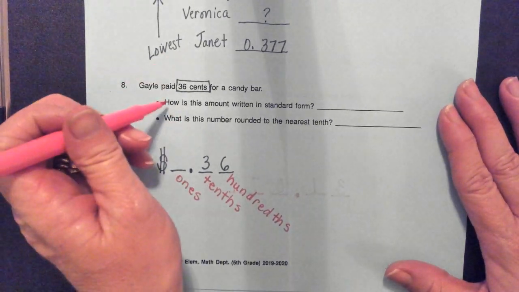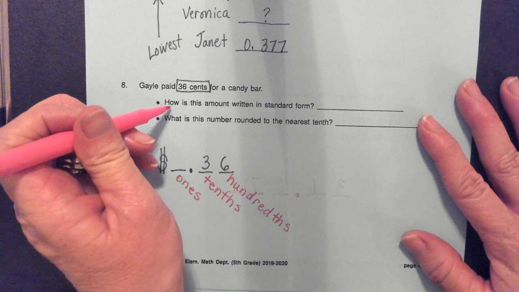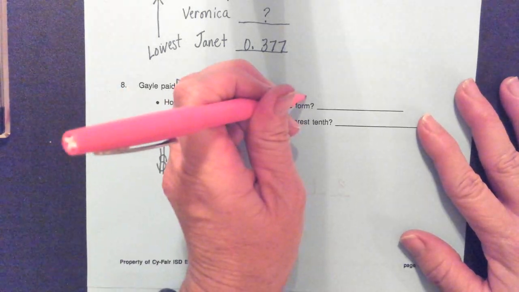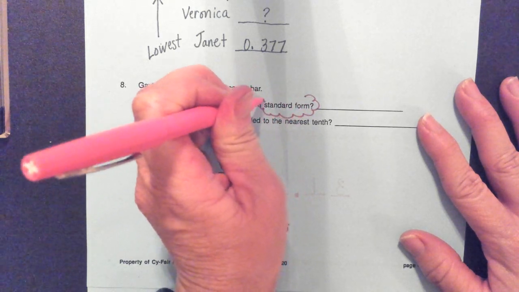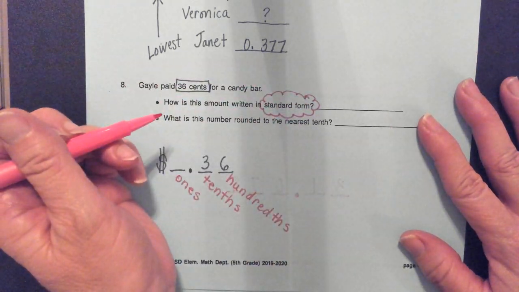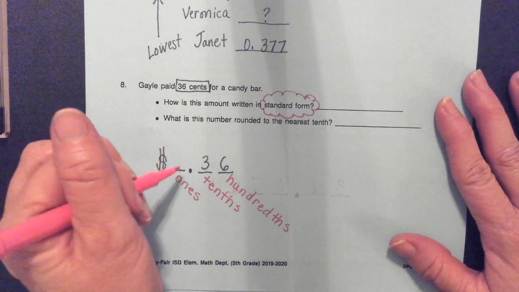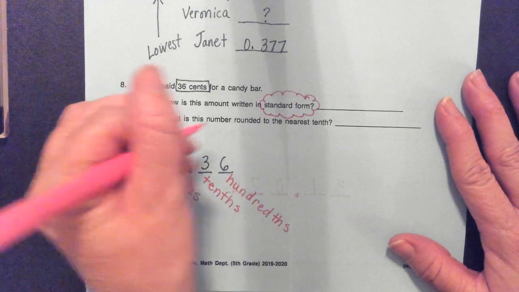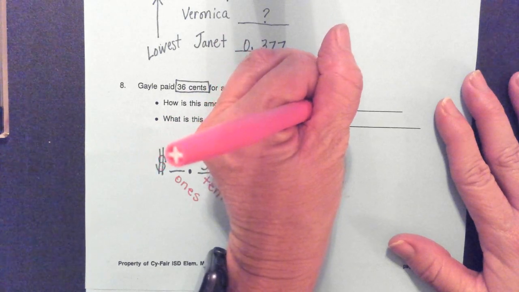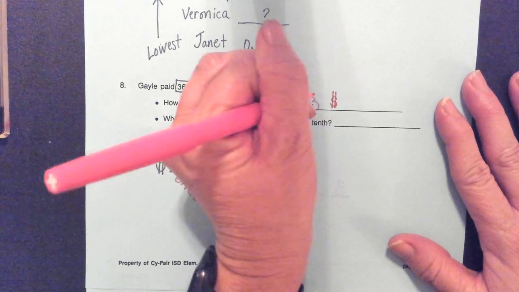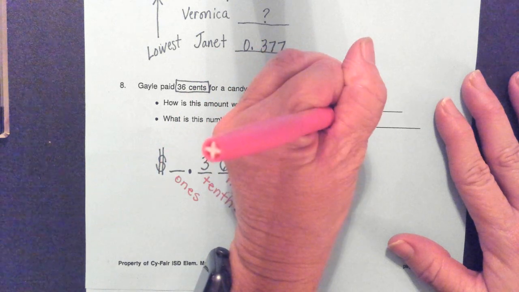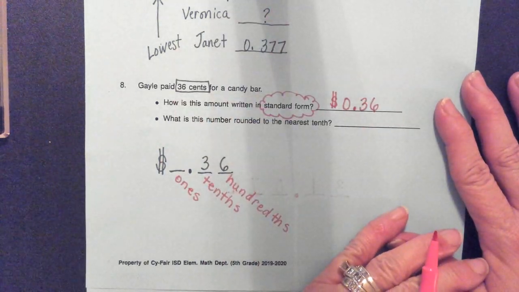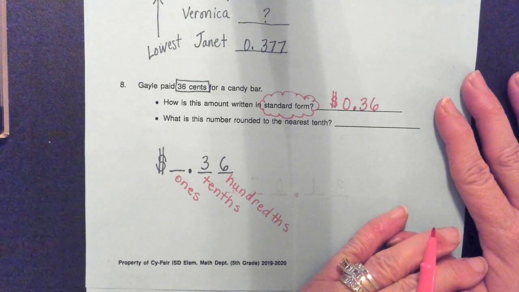Now I'm going to go back and look at this first question. It says, how is this amount written in standard form? So remember, standard form is just number form. This is our standard form. So if I were to write this in standard form, you can go ahead and give your dollar sign, give your 0, your decimal, your 3, and your 6. That is your standard form.